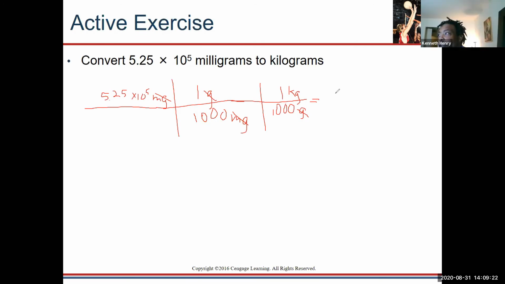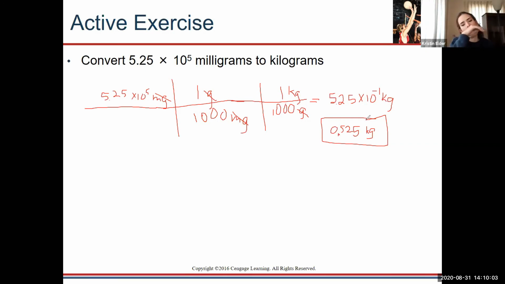Okay, so then if I go ahead and do this, this will be 5.25 times 10 to the minus 1 kilograms. Or I could write it as 0.525 kilograms. Both answers would have been fine. So I could have left it in scientific notation.